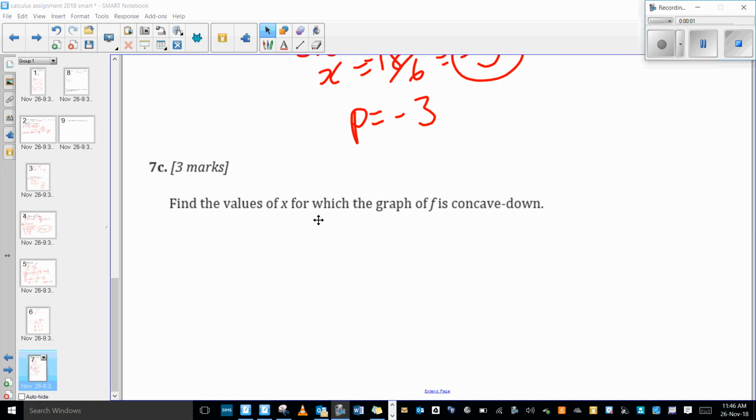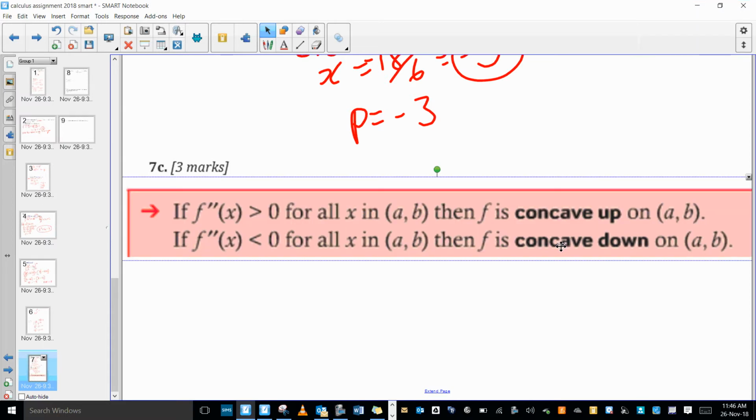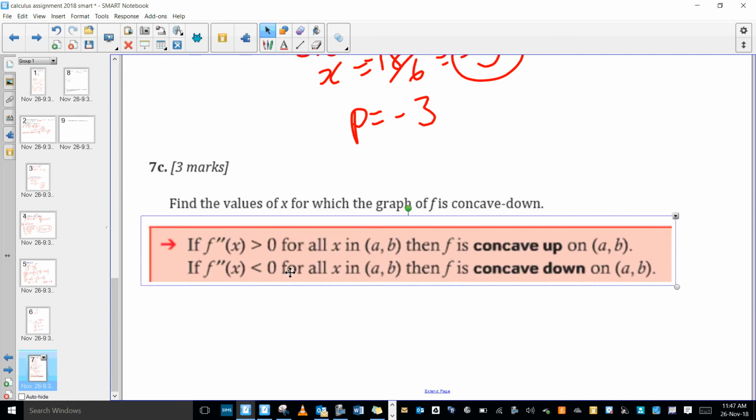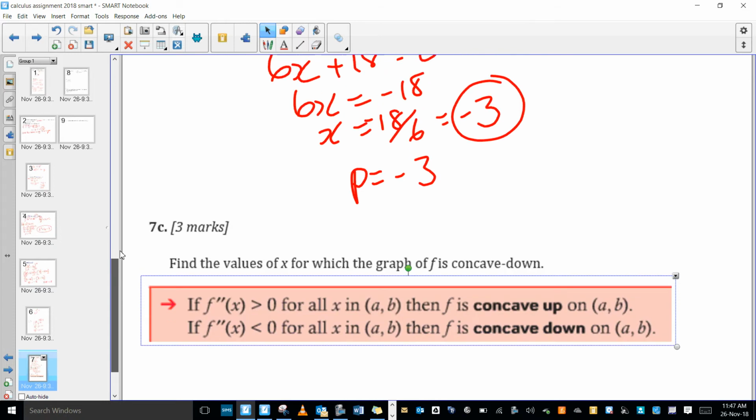Okay, so for 7C, it talks about being concave down. Now, I know we didn't really go through concavity very much, but this is from our notes on it. It says that if the second derivative is greater than 0 for values of x, then it's concave up. If the second derivative is less than 0 for x, then it's concave down. So we're looking for which values of x would the second derivative be less than 0. We know that it is equal to 0 when x is 3.